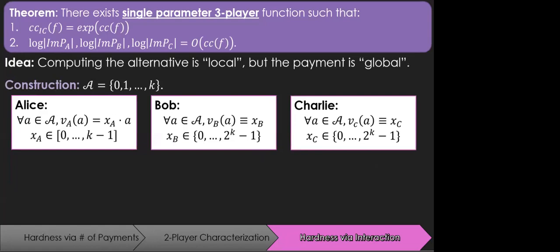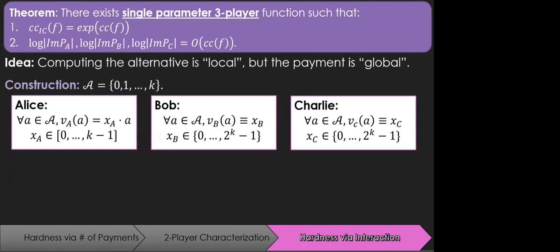And Bob and Charlie have pretty simple evaluations. They actually don't care which alternative is chosen, but each of them holds a scalar, which is their value for all the alternatives simultaneously. For example, if Bob holds the scalar 3, then his value for every alternative, be it alternative 0 or k or anything in between, is always 3. The same holds for Charlie. If Charlie holds the scalar 4, then his value for all the alternatives is 4.